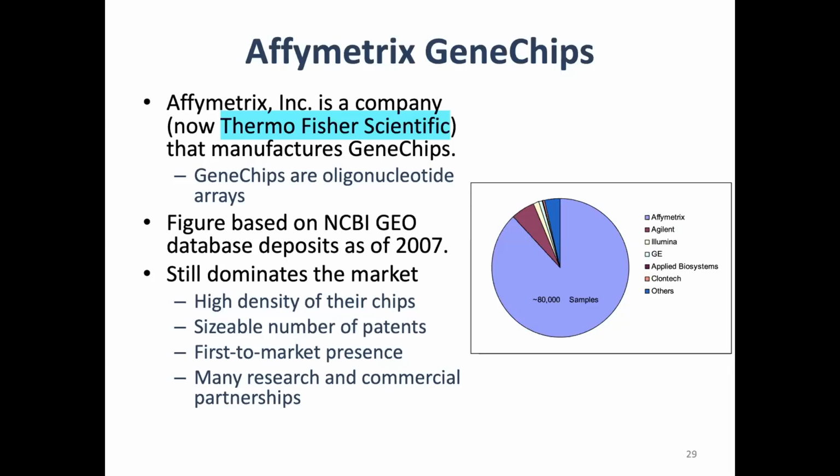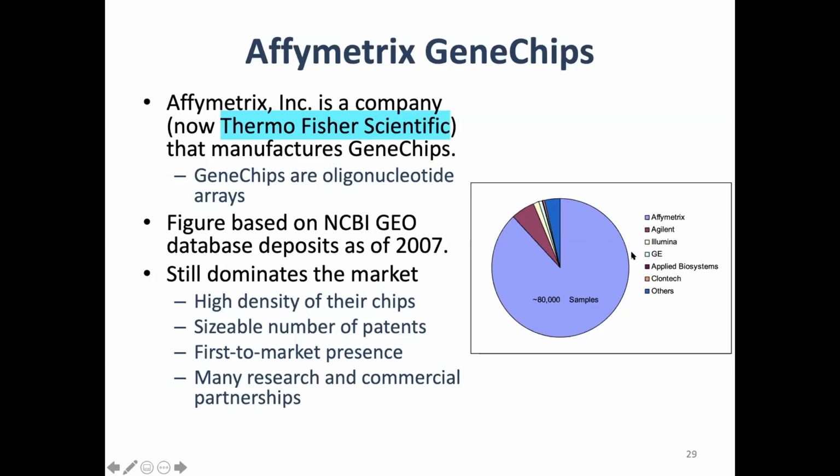So the Affymetrix gene chip is an oligonucleotide microarray. I told you that the Affymetrix company no longer exists. It is now under Thermo Fisher Scientific. It was procured in 2016 for around $1.3 billion. But still, Affymetrix is the number one in the business.